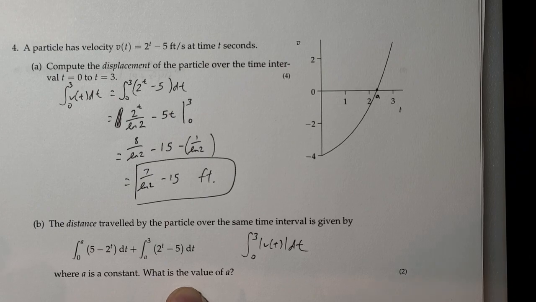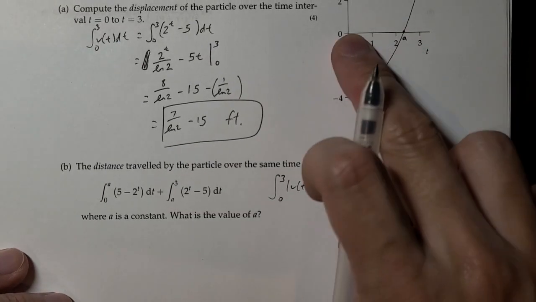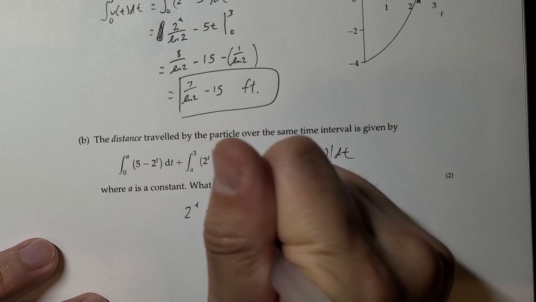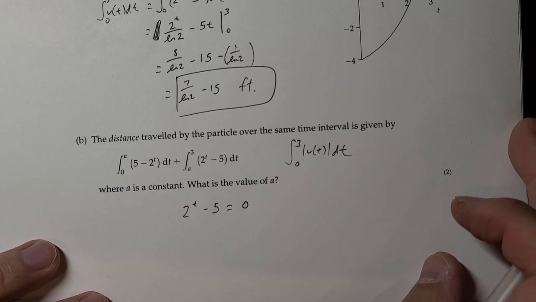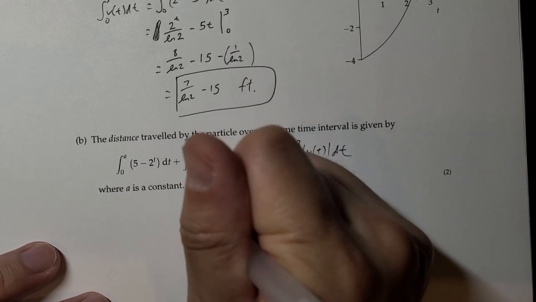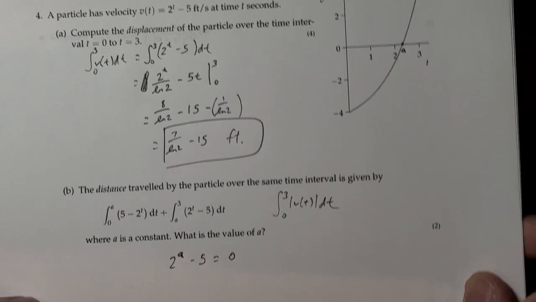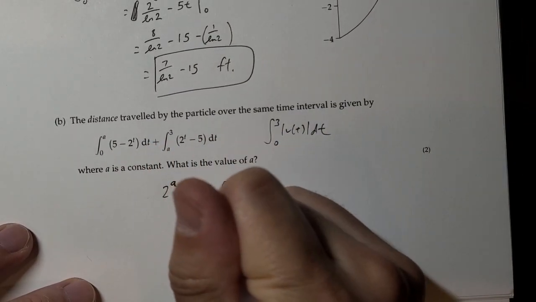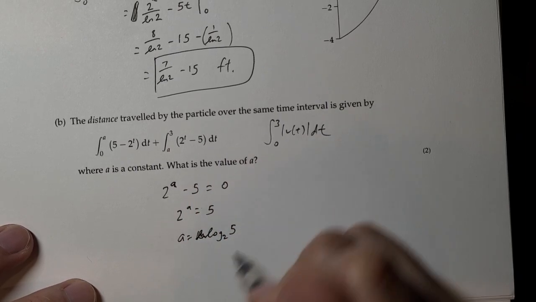What is the value of a? How do we do that? That's when v of t is 0, so we set 2 to the t minus 5 equal to 0. We solve for t, where t is equal to a. So 2 to the a is equal to 5, so a is log base 2 of 5.